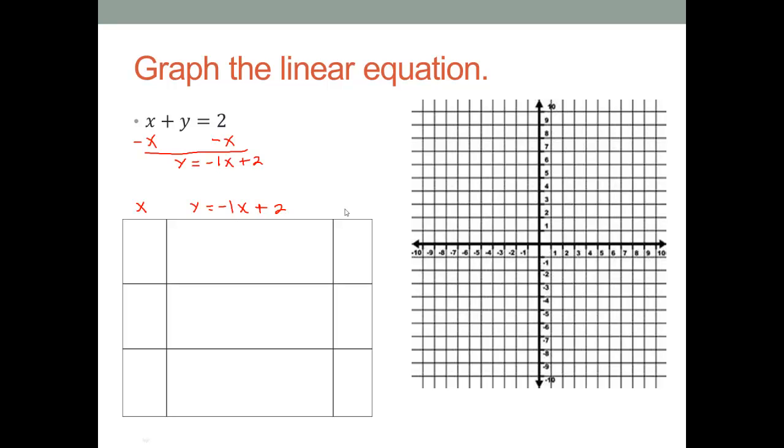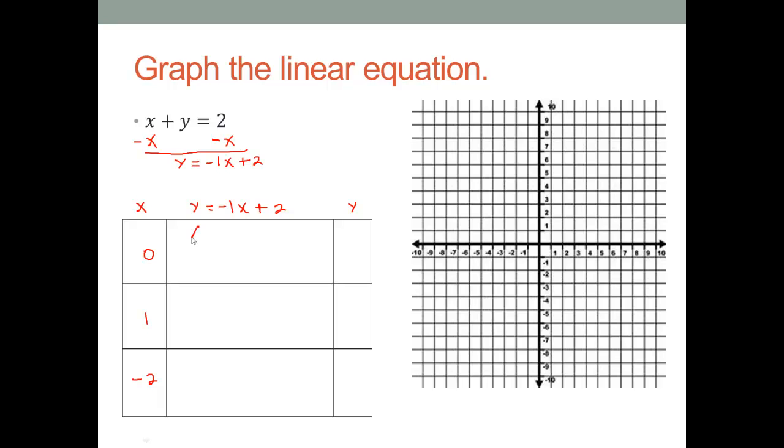Now this is going to be my x column. This is going to be my y column. I'm going to pick 3 numbers for x. So the numbers I'm going to pick are going to be 0, 1, how about -2? Alright, I'm going to take each one of those numbers, plug them in the place of x, to figure out what y would be equal to when x would be 0, 1, and -2.